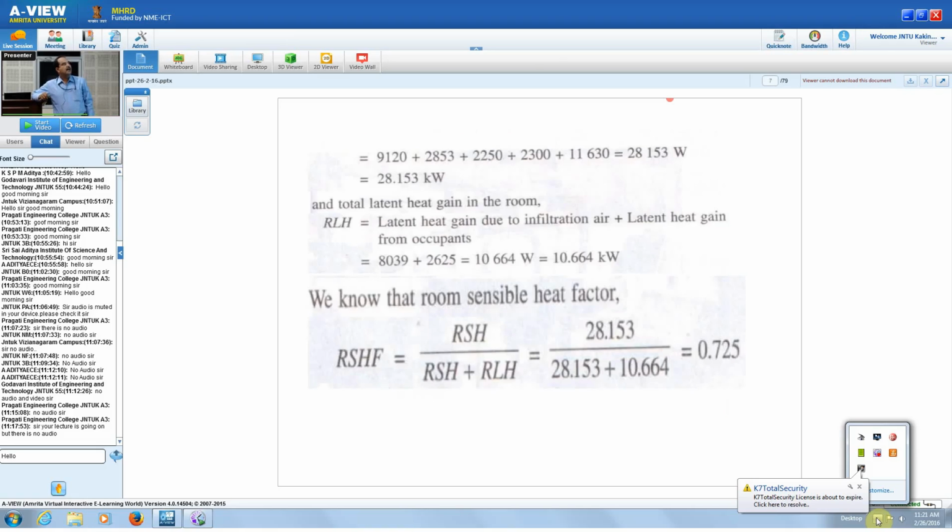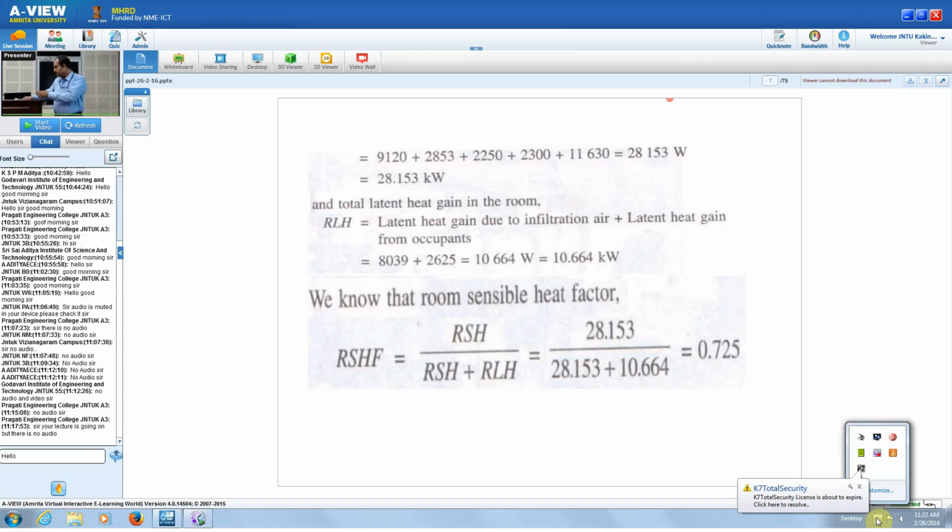Therefore, we add all the values, then we will get this 28.153 kilowatts. Okay? We need to know what the inputs are and what the outputs are. Input: room latent heat, room sensible heat. Same here, for the building. Okay, room latent heat.